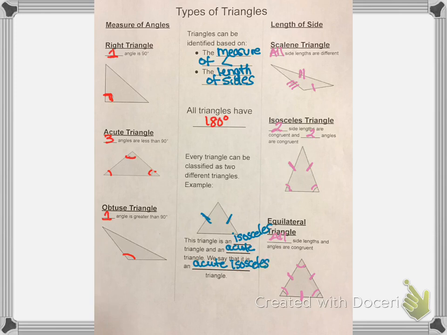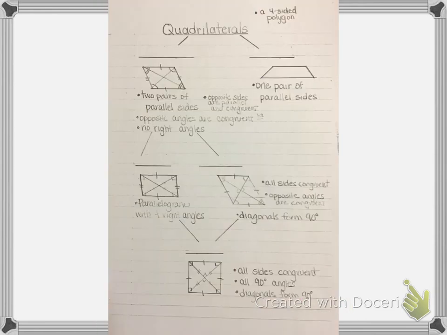All right, let's move on to quadrilaterals. Quadrilaterals is what we would call any and all 4-sided polygons, but we can get more specific about the type of quadrilateral we're looking at. So quadrilaterals are a 4-sided polygon.